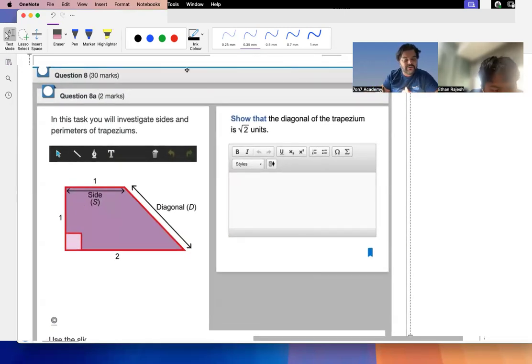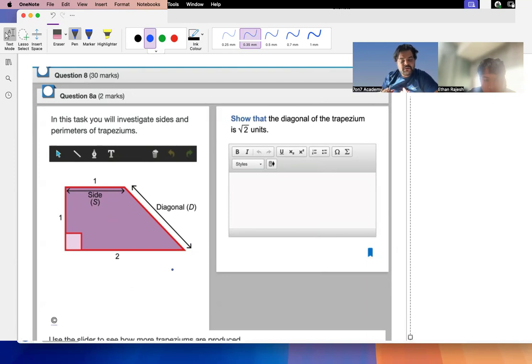Let us just do it together. Tell me. So the diagonal of the trapezium is √2, and that is worth 2 marks.